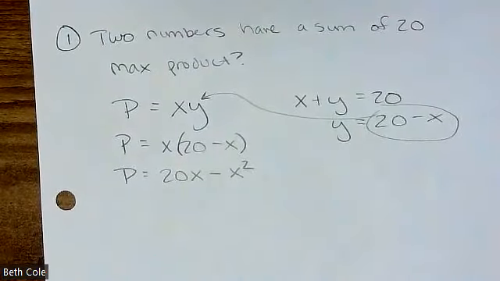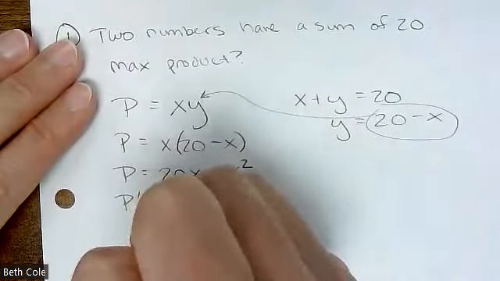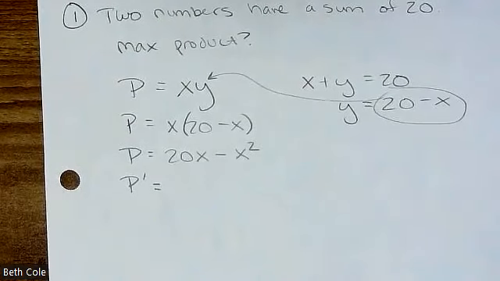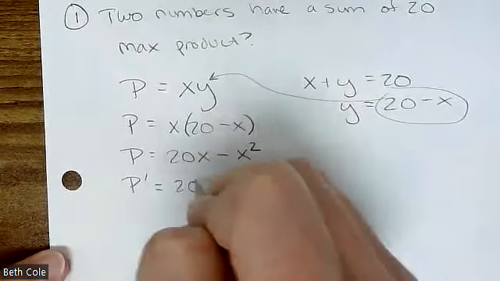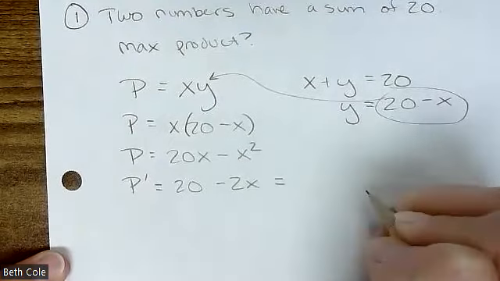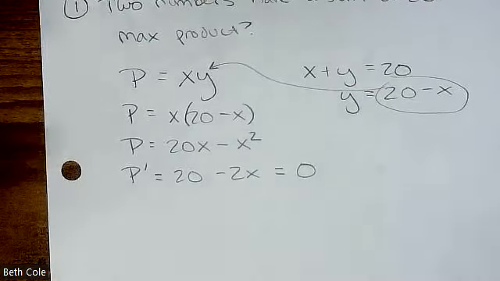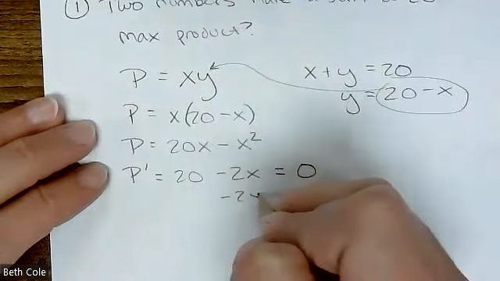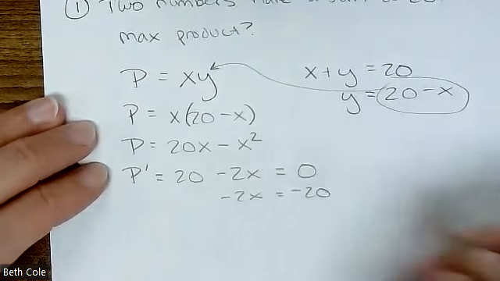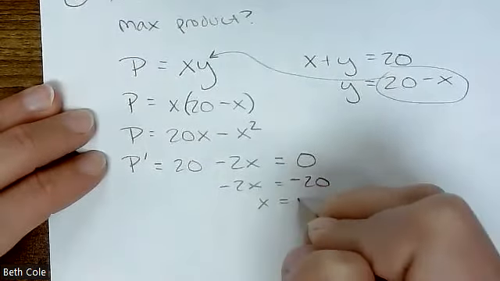That's all the algebra. Now it's critical points. So it's derivative equals 0. So P prime is what? What's our derivative of that thing that we got? Yep, 20 minus 2X. And we're going to set that equal to 0. Critical points are derivative equals 0. And then more algebra. That's the only step that's calculus, is doing the derivative equals 0. Now what? Yeah, minus 20. Good, and we get X equals 10.